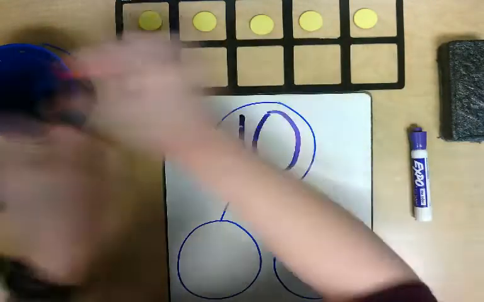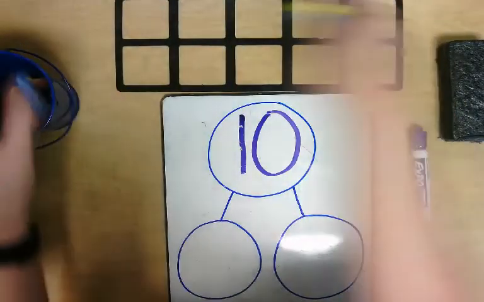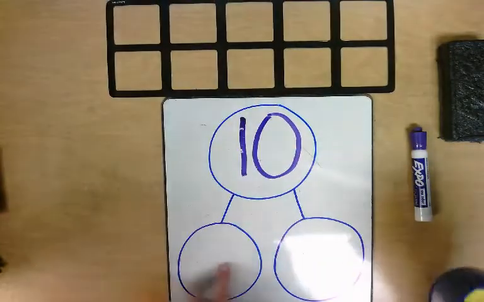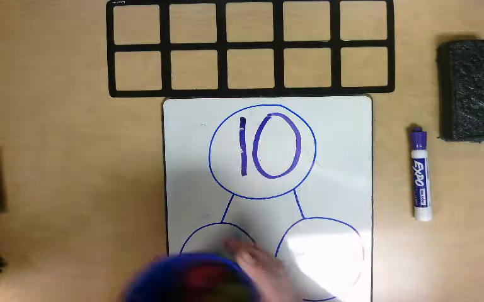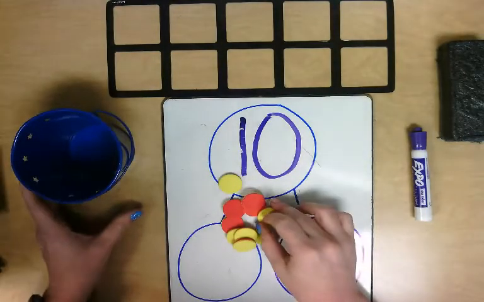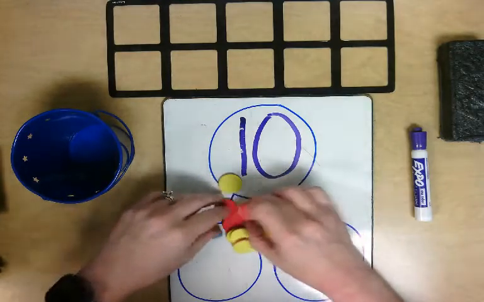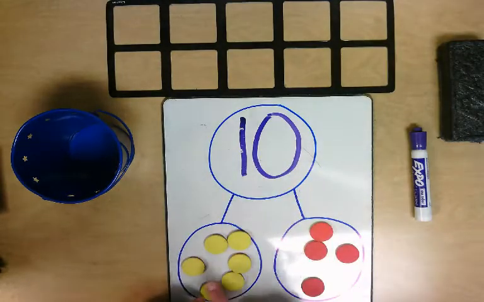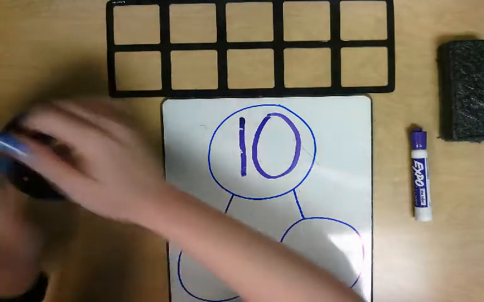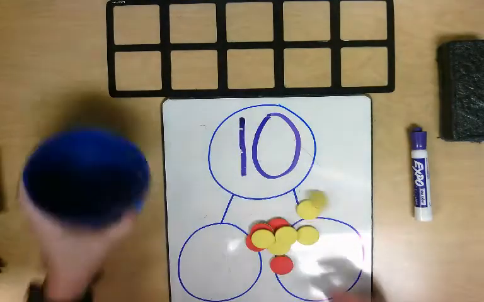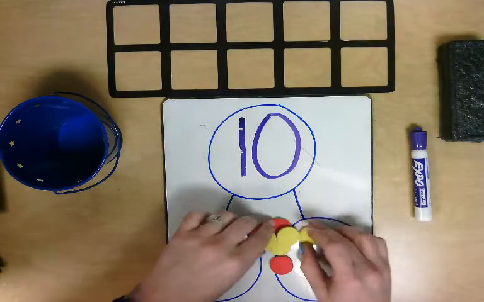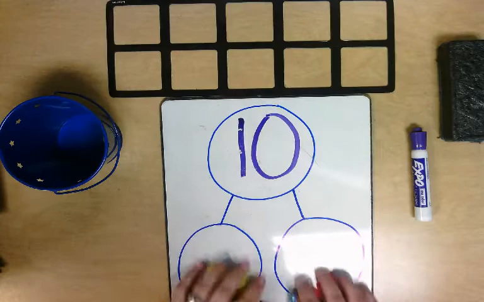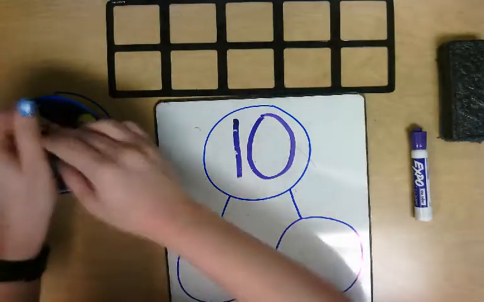Okay. Let's try again. Remember, when we are decomposing, we are breaking apart to see what 2 parts can make the whole. All right. Oh, look. This time we did the same thing. We also got 4 red and 6 yellow. It's still 6 and 4. Let's try one more time, see if we get a different one.